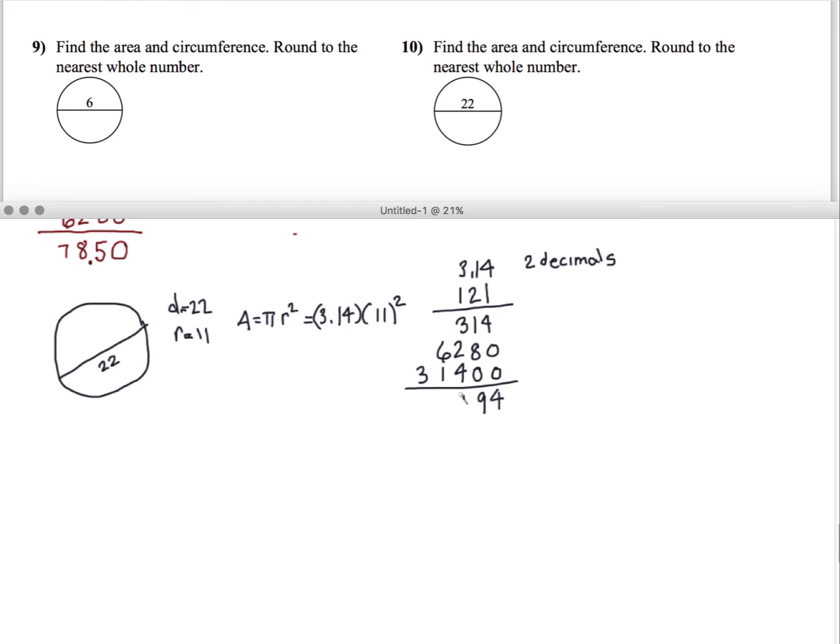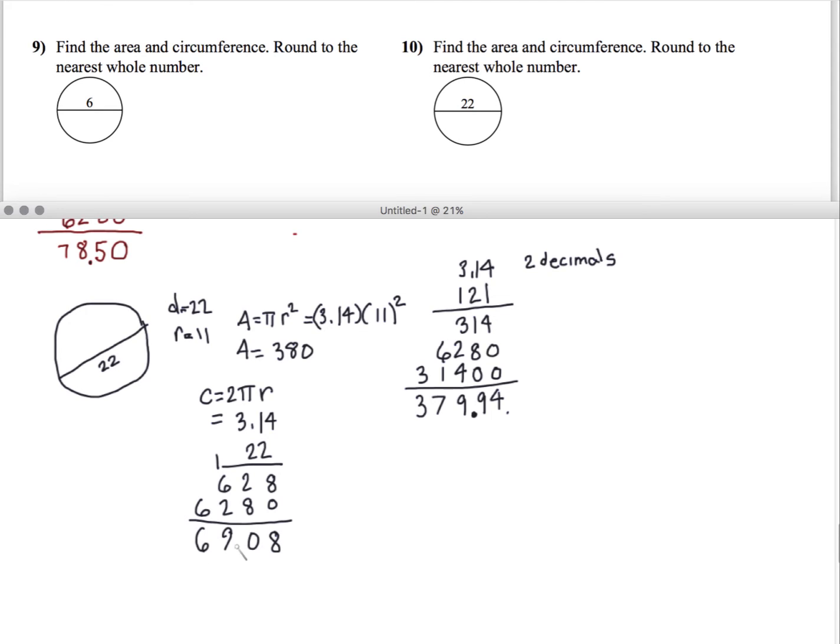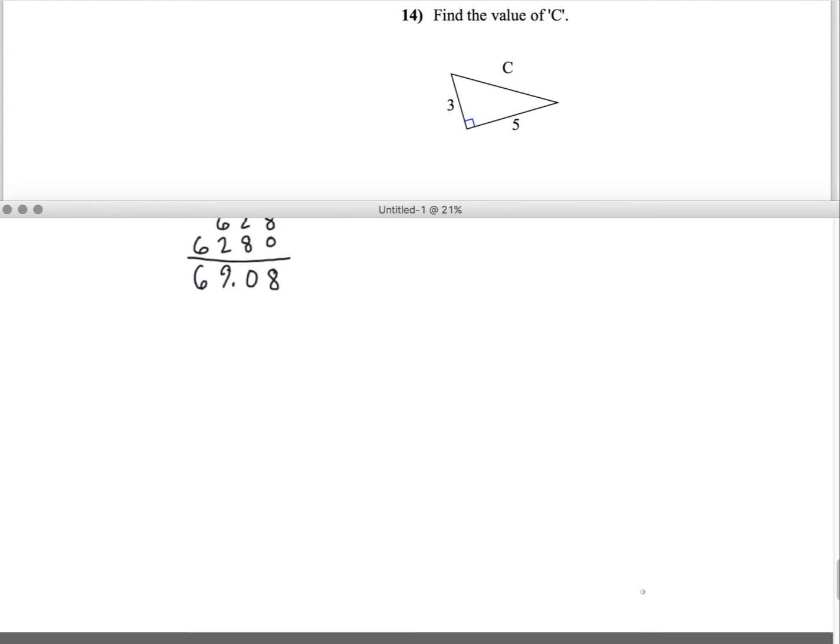Okay, the 9, 7. Okay, so that is 379.94 or 380. Now the circumference, simple, 2 pi r, so that's 3.14 times 22. That's 69.08, so that's going to be 69. Okay, we're on a roll.